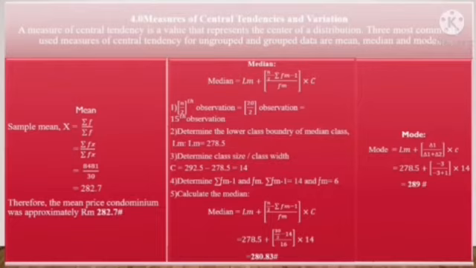I got 288.5 plus (negative 3 divided by negative 3 plus 1) multiplied by 14. I got the answer 289. So the mean for condominium is 282.7, the median is 280.83, and the mode is 289.